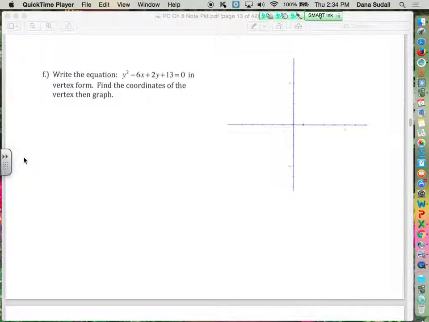So for this one, I'm going to get the y squareds together. And I'm going to put the 6x and the 13 on the other side there. All right, so if I complete the square, half of 2 would be 1. 1 squared is 1. I didn't have to factor that coefficient out in front like I did for the other one. Since I added 1 to the left side, I'm going to add 1 to the right side. And I can factor that left-hand side.